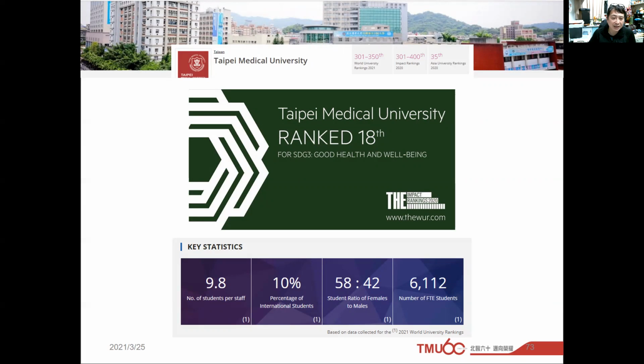Here are some key statistics of our school. The number of students per staff is 9.8, and our international students are probably 10%. Most of them are postgraduate students, I mean, graduate students. The ratio of female to male students is 58 versus 42, and the number of FTE students is more than 6,000.